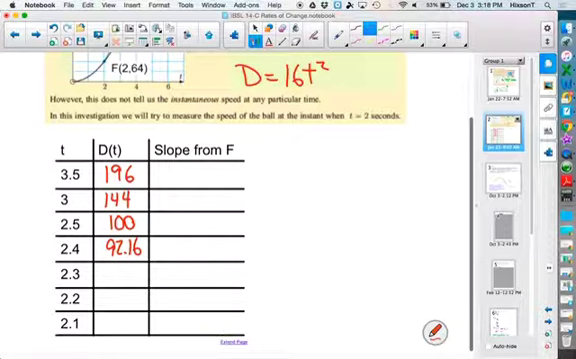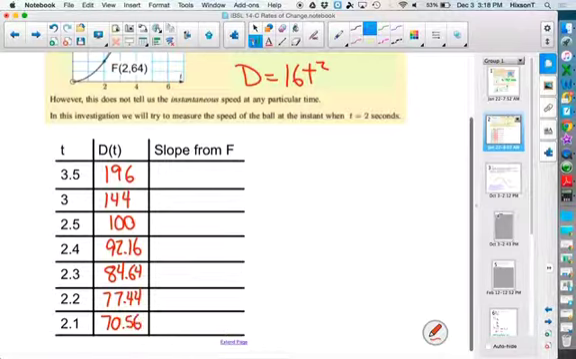And 2.3, 64. Okay. 2.2, 77.44. And finally 2.1, 70.56. Distance, position, it's like f of x.